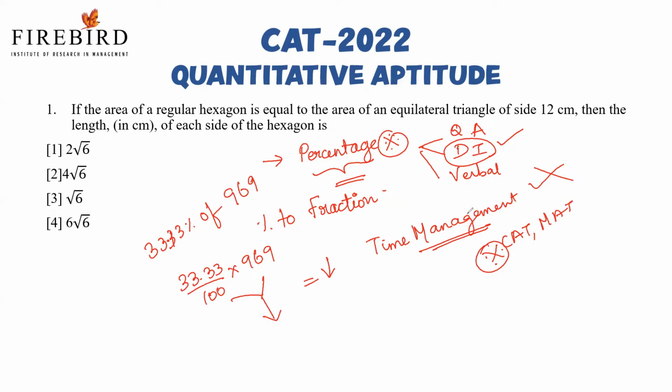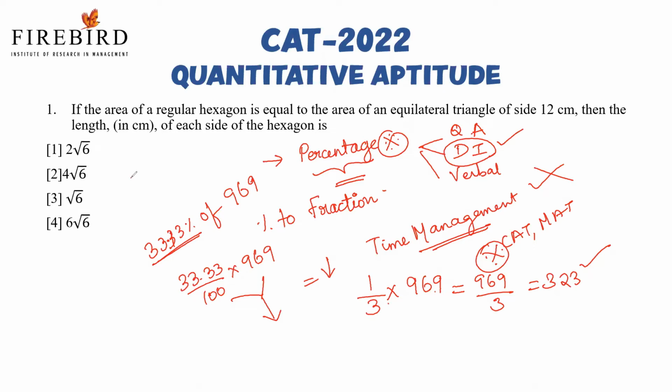Only by introducing shortcuts. Instead of using 33.33 percentage, you should be able to use 1 by 3. That is, the fractional value of 33.33 percentage is 1 by 3. You should know this concept. So you can see 1 by 3 into 969. You will get the answer simply if you divide 969 by 3. So your answer is 323. Within a fraction of a second, you should be able to solve.